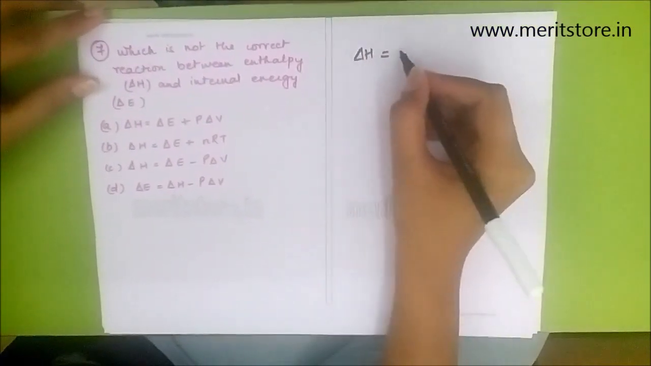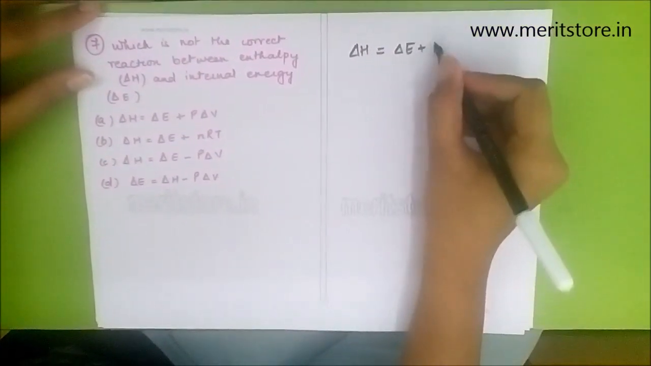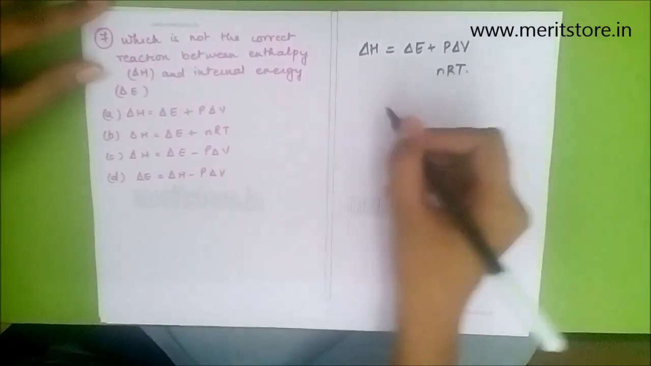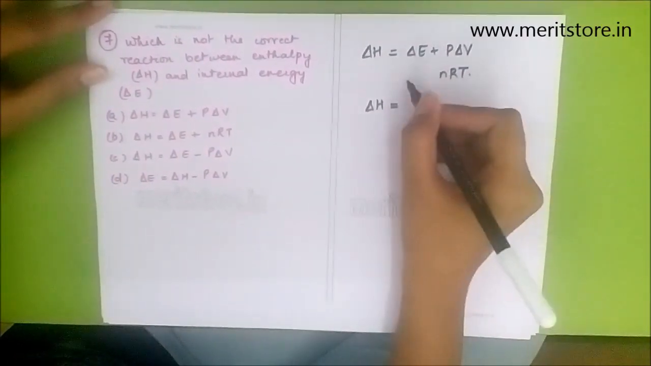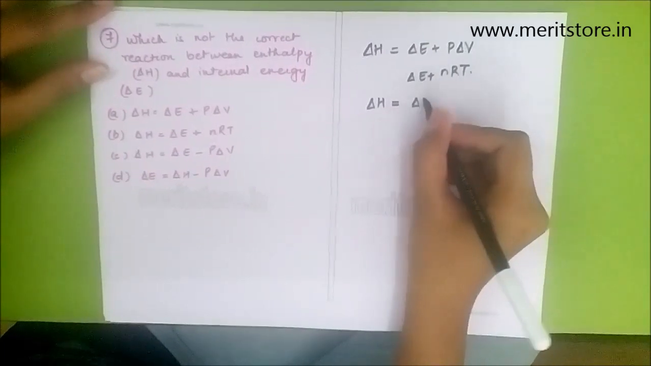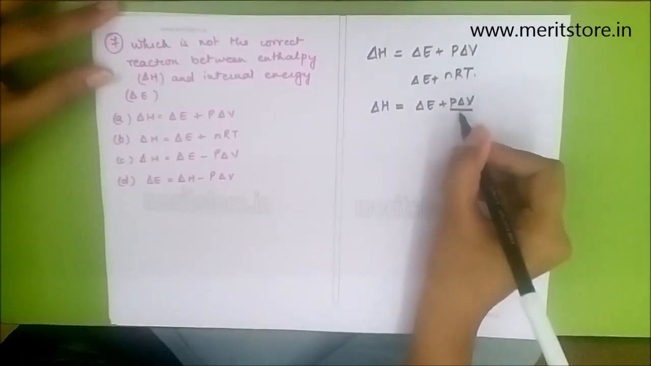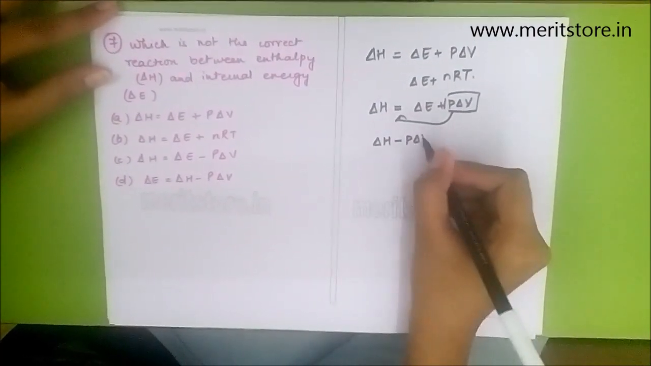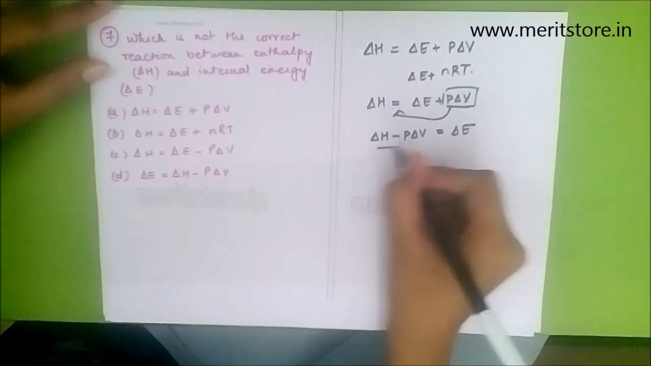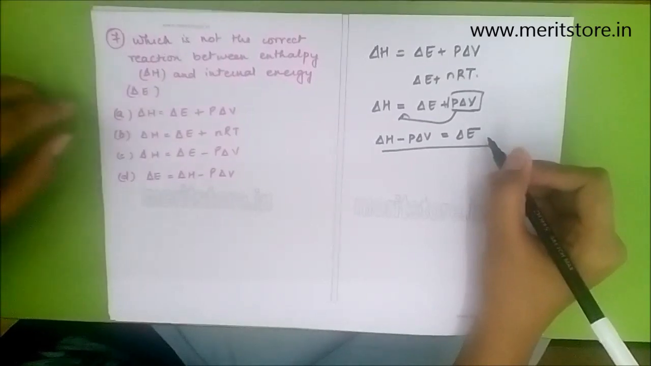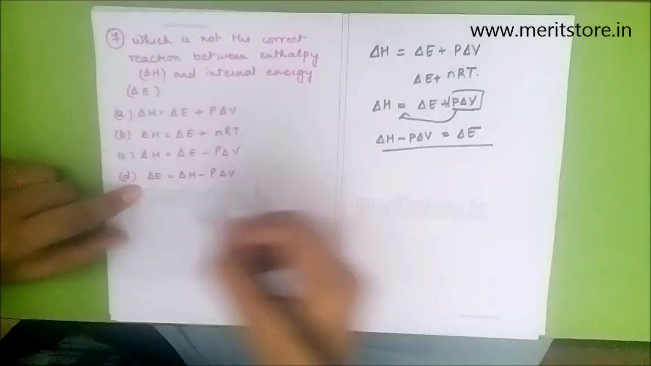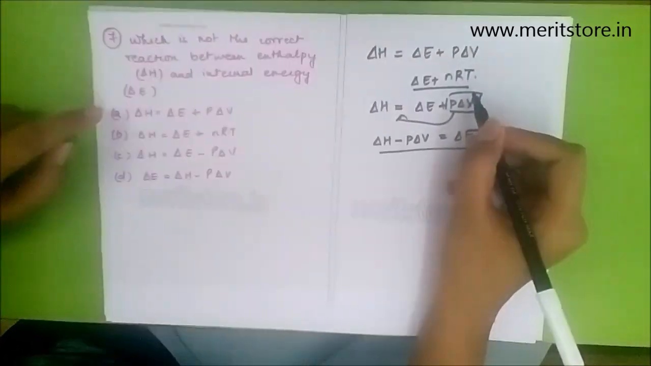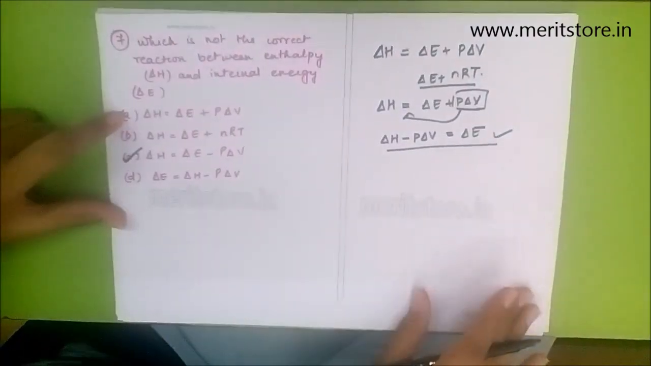According to the relation delta H equals delta E plus P delta V, the P delta V can also be written as nRT. Now if we shift this term to this side, the relation is delta H minus P delta V, that is delta E. This option is given here as option D, which is correct. Then we have option B, and this is the formula. So the incorrect one is C.